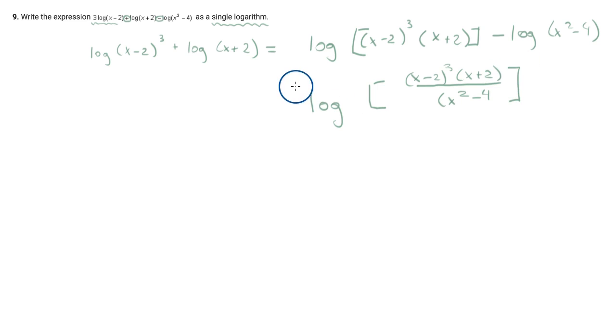And so we have one log here, which is what we were asked to do. Write this as a single logarithm. So if you checked your answer sheet, you might notice that there are 2 answers. We can actually simplify what's in this bracket even more. And so let's take a look at that next. Again, this is optional.